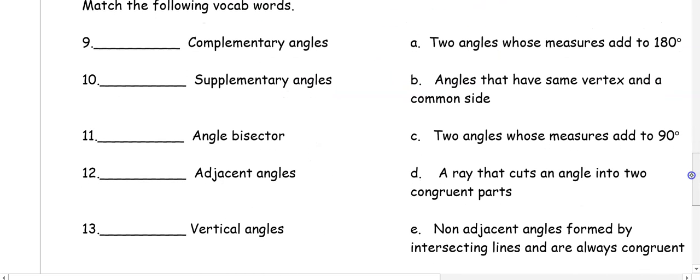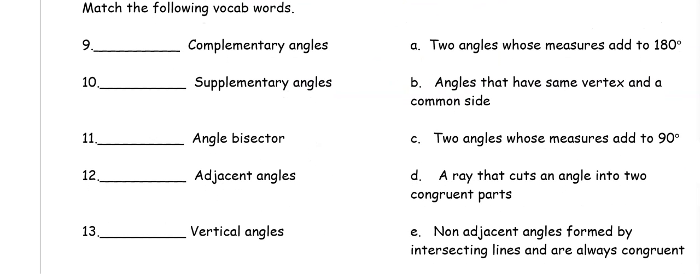So we want to match the vocab words. Complementary angles are two angles whose measures add up to 90. Supplementary angles are two angles whose measures add up to 180. An angle bisector is a ray that cuts an angle into two congruent parts. An adjacent angle is an angle that has the same vertex and a common side. And vertical angles are non-adjacent angles formed by intersecting lines, and those are always congruent.